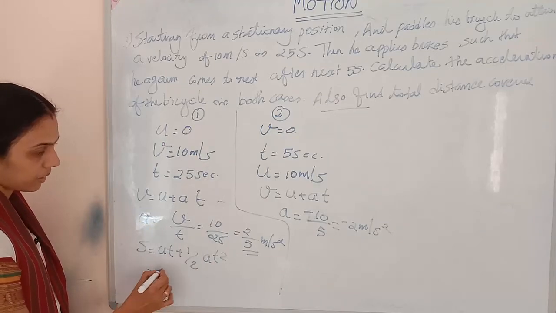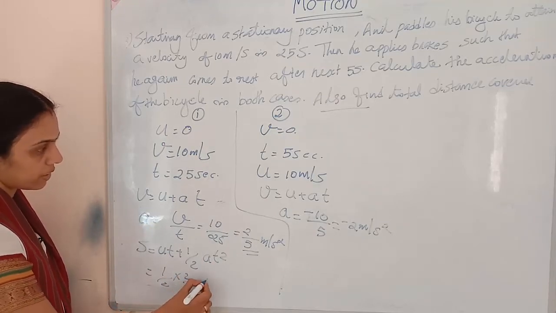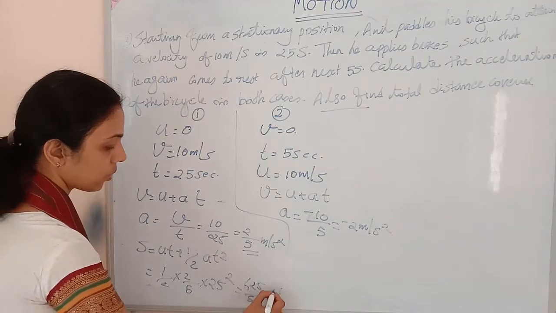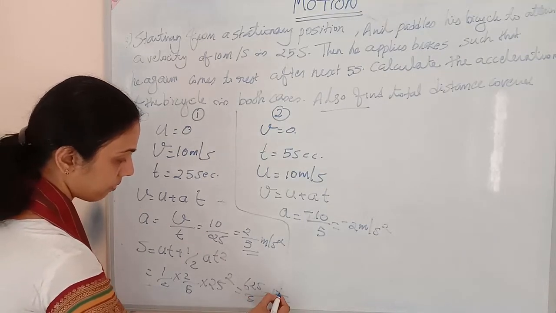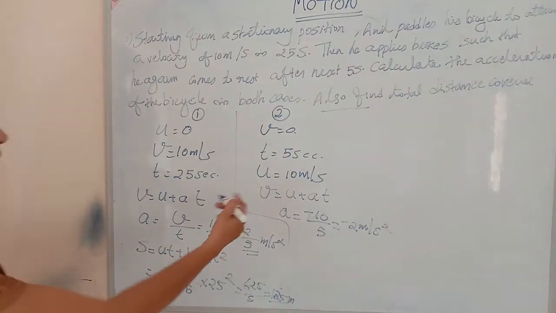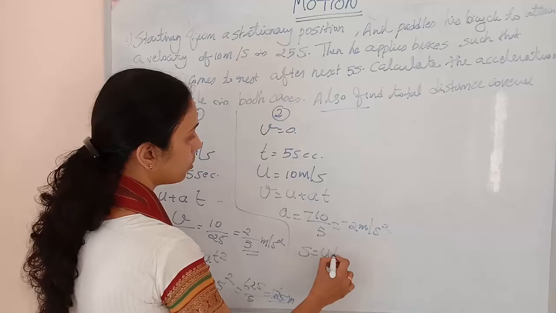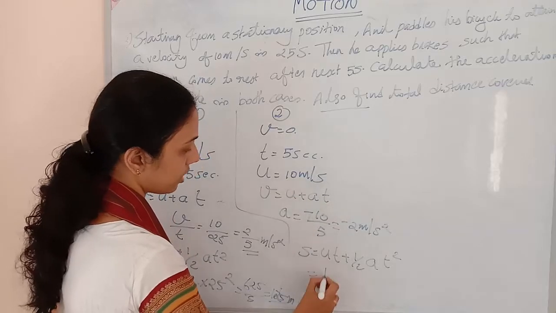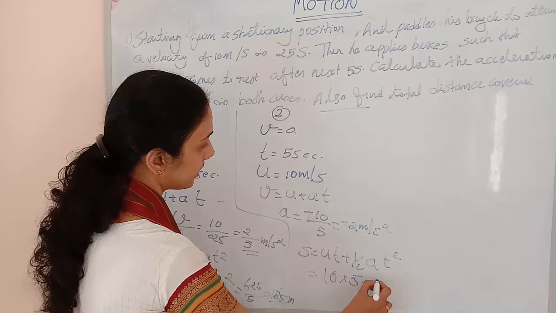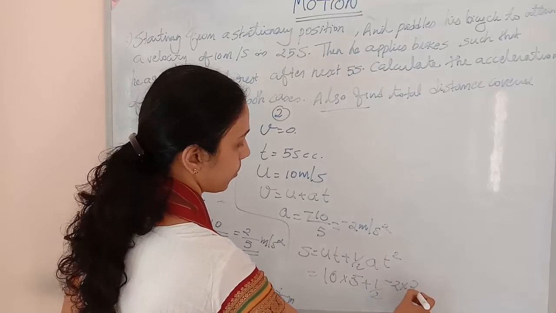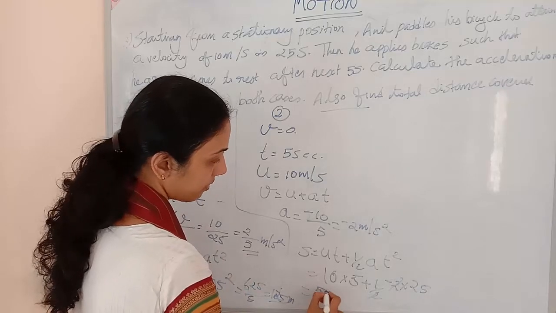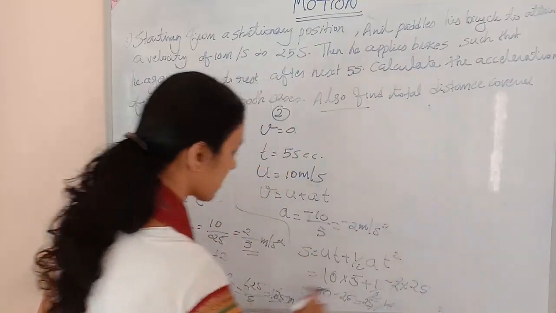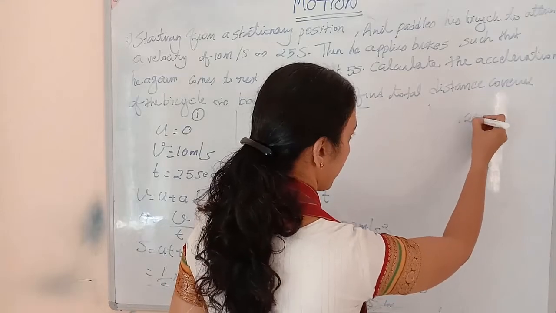So half at square we can write as half into 2 by 5 into 25 square. So we will get 625 divided by 5, that is 125 meters. Here we can find out S in the same way. S is equal to ut plus half at square. So what is U? 10 into 5 plus half into minus 2 into t square. So here it is 50 minus 25. So you will get 25 meters. So what is the total distance covered? See, 125 minus 25.